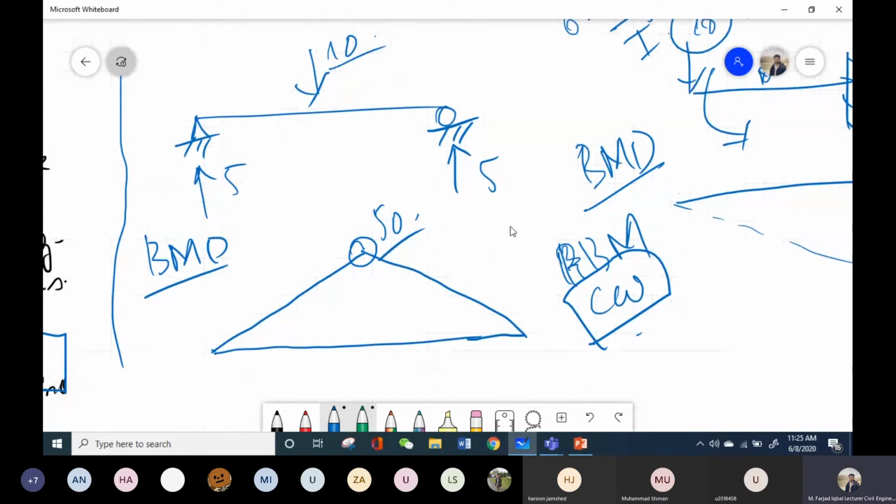Can anyone tell me that? Point load. Sir, the reaction at the support, the 5 reaction.